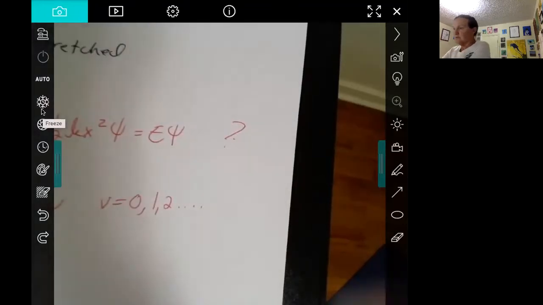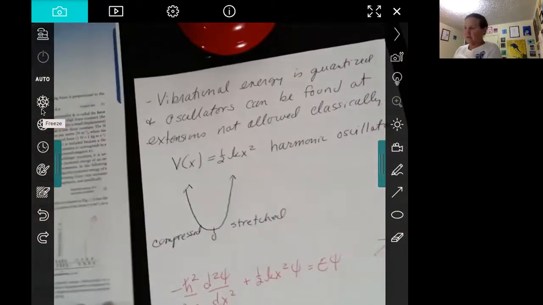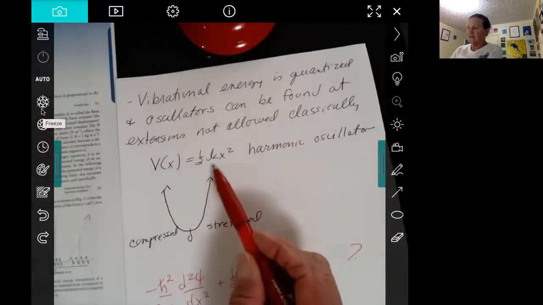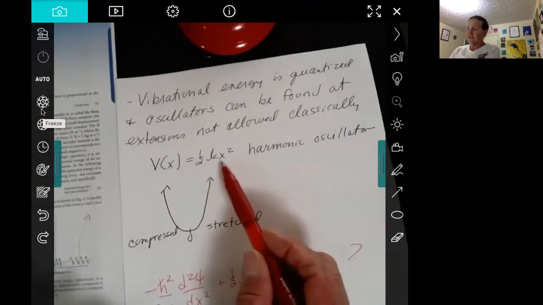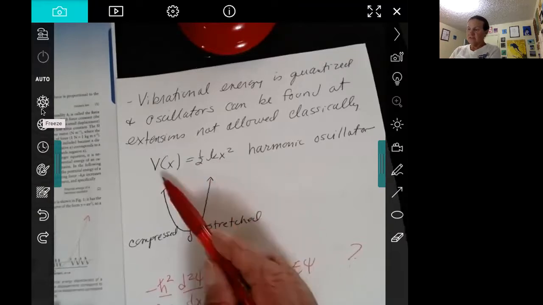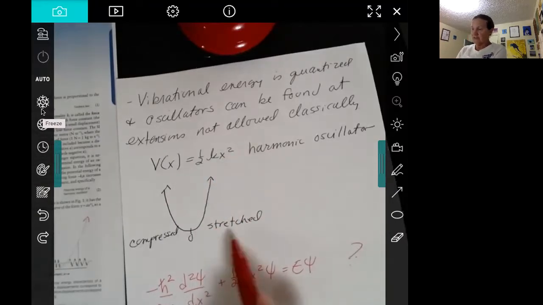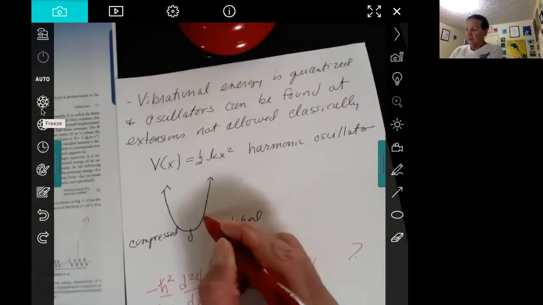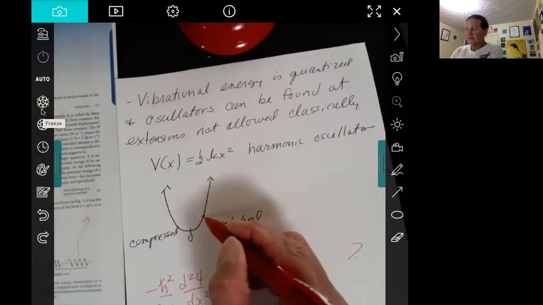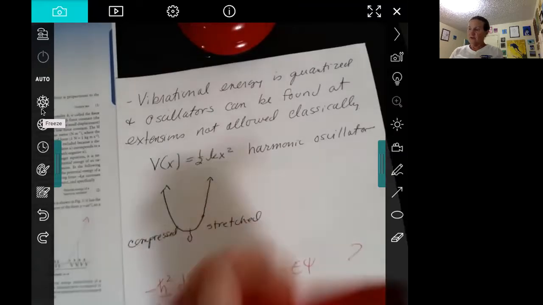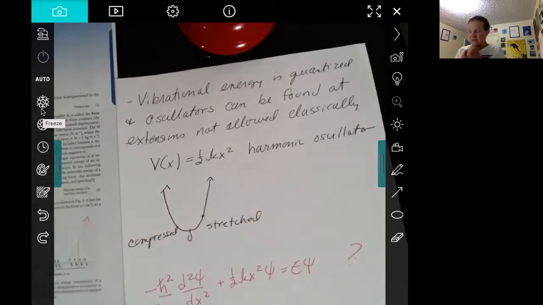So the function for that red curve is actually 1/2 some force constant times x squared. So the potential energy depends on where you are. It can either be stretched or compressed, but when you get to these boundaries, there isn't enough energy for it to stretch any further. And when it's compressed, there isn't enough energy to compress it any further.